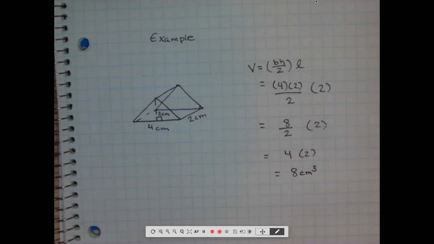And there you have it, volume of triangular prisms. So feel free to try the questions. There will be ways for you to access help with this as well, and have a great week.